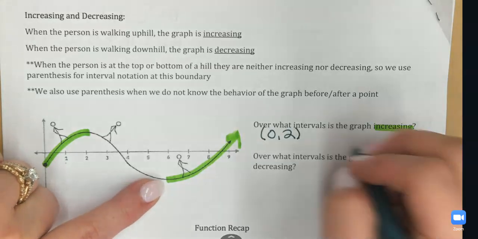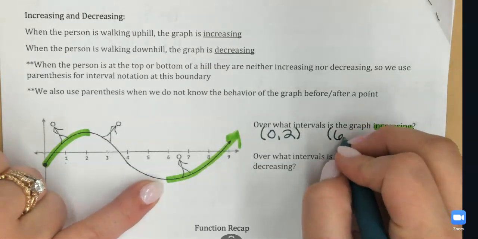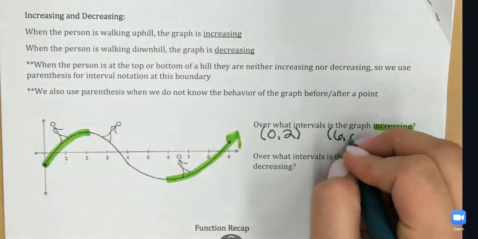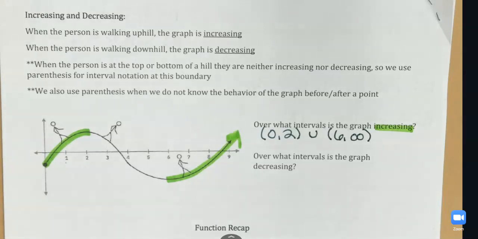Now it picks up again at 6, and that is a point of change, so it gets a parenthesis. And it's going on forever to infinity, and infinity always gets parentheses. I've got my 2 intervals, so I connect them with a union.